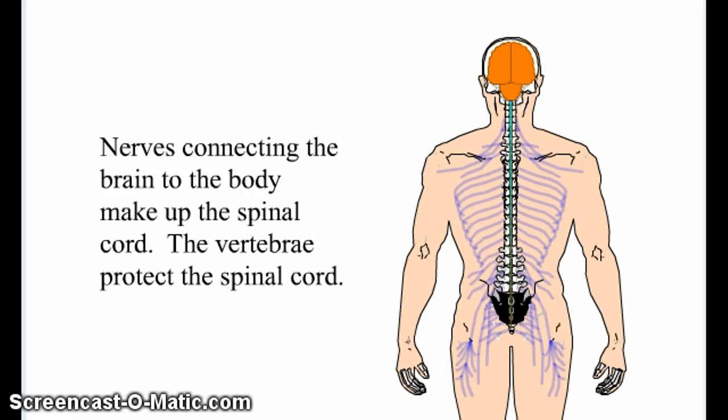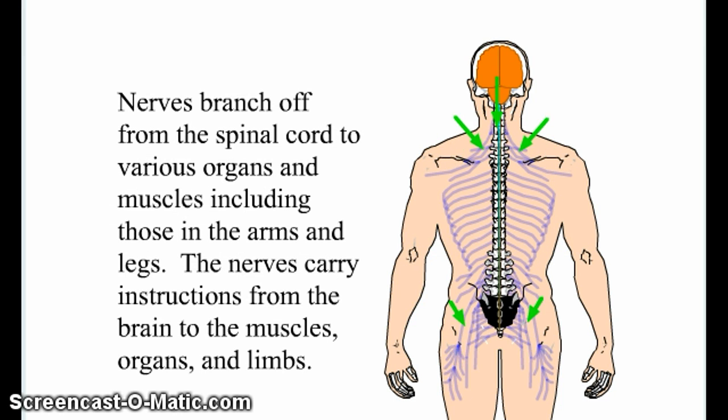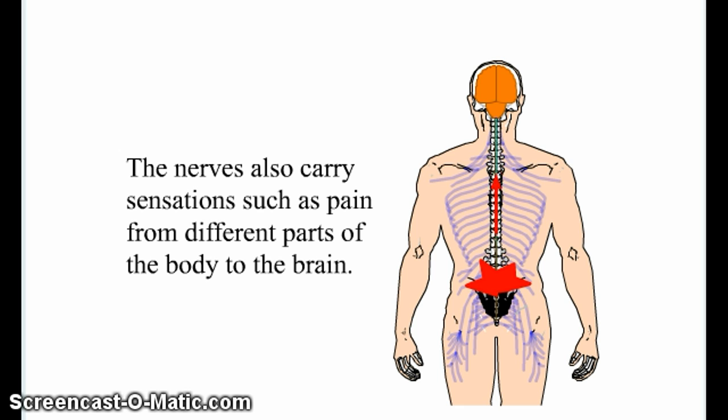Nerves connecting the brain to the body make up the spinal cord. The vertebrae protect the spinal cord. Nerves branch off from the spinal cord to various organs and muscles, including those in the arms and legs. The nerves carry instructions from the brain to the muscles, organs, and limbs. The nerves also carry sensations such as pain from different parts of the body to the brain.